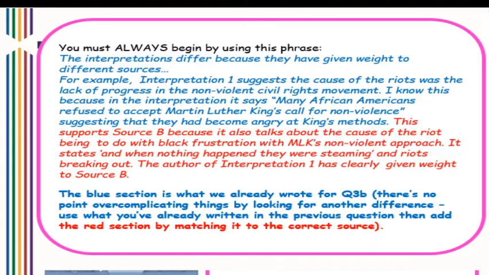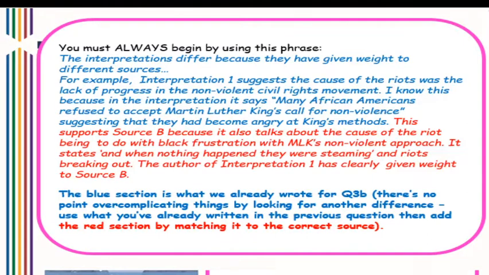Then what we have to do that's different in this question is matching it to the correct source and giving some evidence that it matches, so quoting the source. So this red bit is new. We didn't do this bit in question 3B. So it says this supports source B because it also talks about the cause of the riot being to do with black frustration with Martin Luther King's non-violent approach. It states that when nothing happened, they were steaming and riots breaking out.